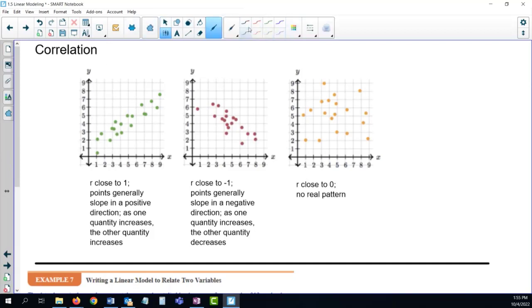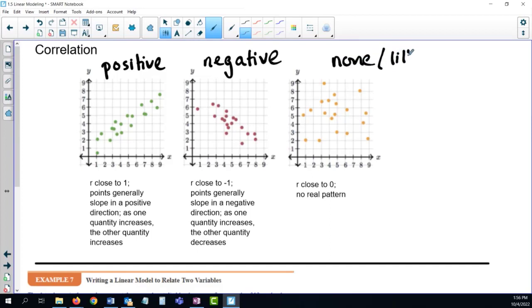So this is positive correlation, and then the next one is negative correlation. And then this is none, or little. So if I've got positive correlation, my points are going to fall close to a line rising from left to right. If my points are falling from left to right, I have negative correlation.